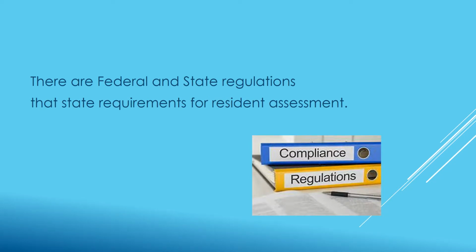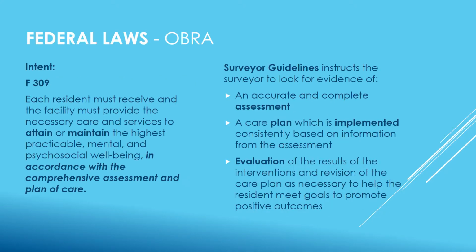There are both federal and state laws that govern how and when assessments are to be done and how assessment information is to be used. These laws are intended to protect the vulnerable in our care to assure appropriate and competent care. The federal laws governing nursing homes are found in the Omnibus Budget Reconciliation Act, known as OBRA.